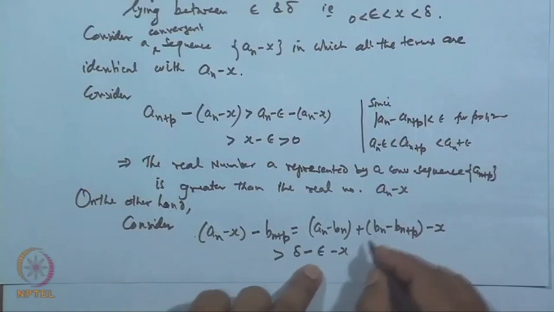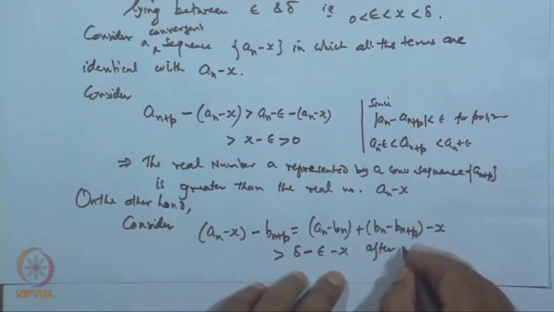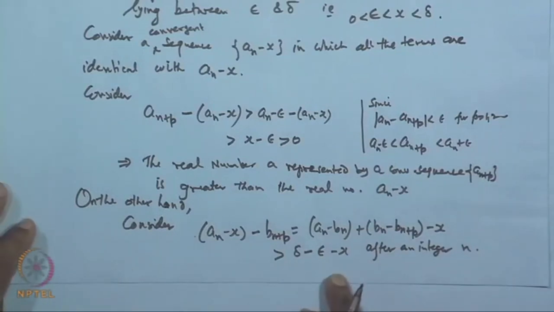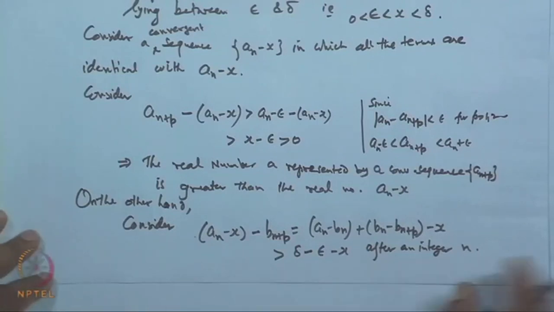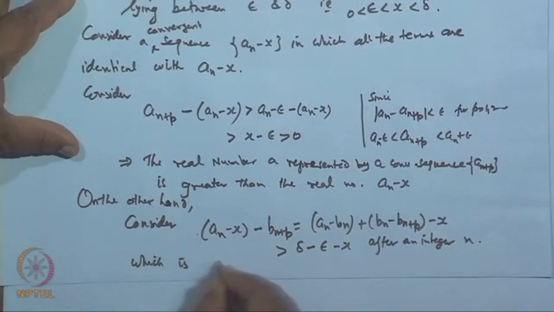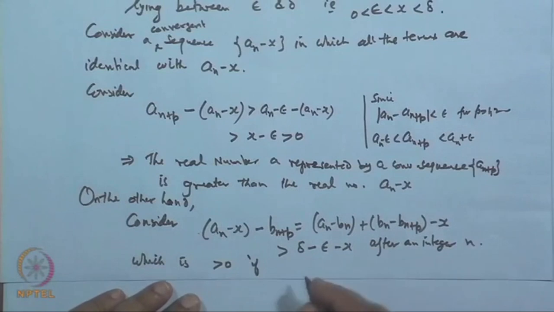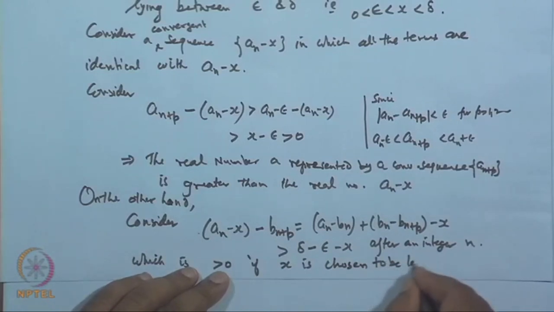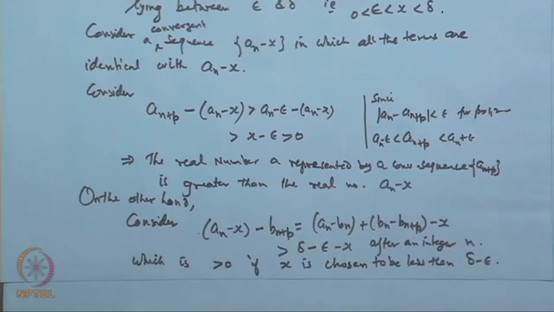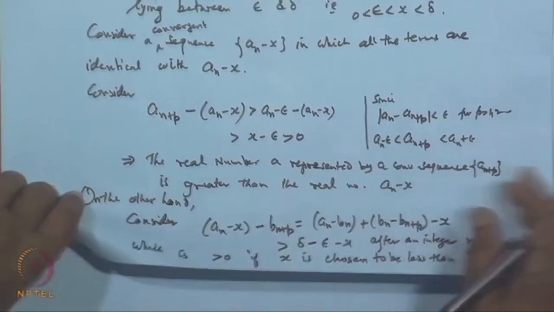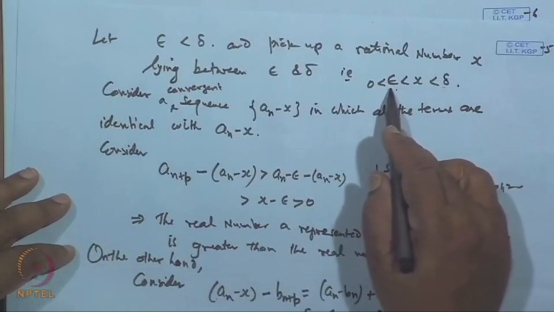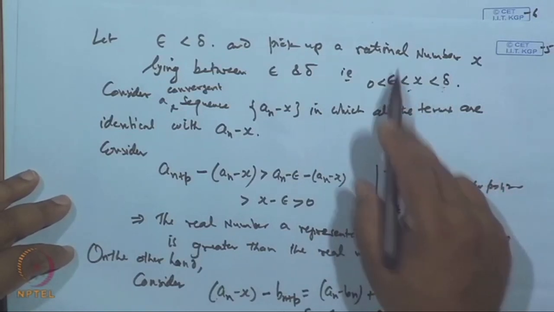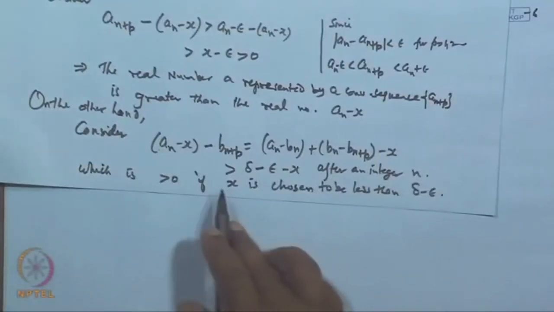Okay. For after some integer n, a suitable integer n can be obtained. Now, this can be made greater than 0 if x is chosen to be less than delta minus epsilon. If I choose x to be less than delta minus epsilon, because what is it? This delta, yeah, epsilon. So delta minus epsilon is a positive quantity. So if I take any number x which is less than delta minus epsilon, then for that particular x, this term will be greater than 0.